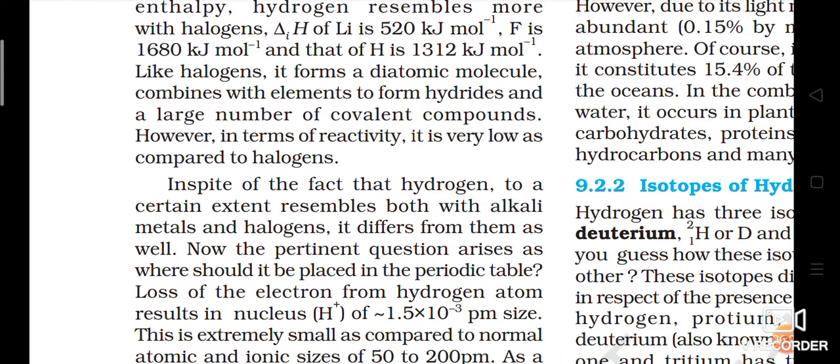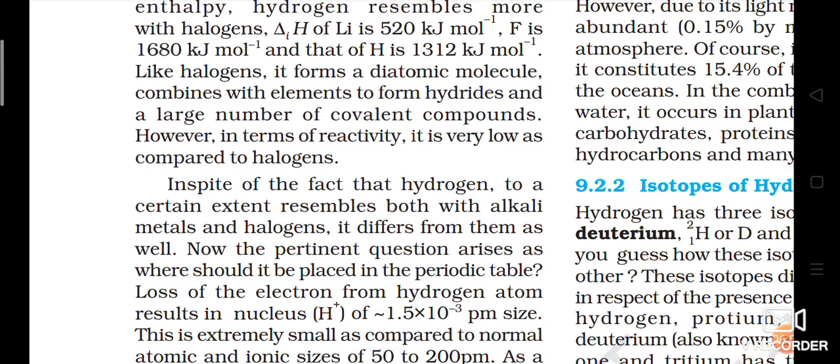Loss of the electron from a hydrogen atom results in a nucleus, that is H plus. It has only one electron. If it loses that also, then it becomes H plus, and its approximate size is 1.5 into 10 to the power minus 3 picometer. This is one of the important statements, as the question is loss of electron from hydrogen atom results in nucleus. There will be 4 options and you should take 1.5 into 10 to the power minus 3 picometer size. Highlight it please.